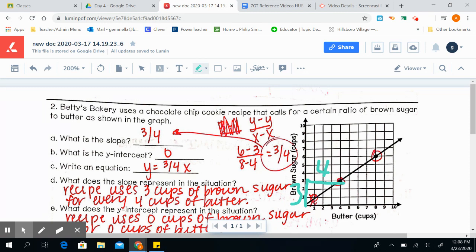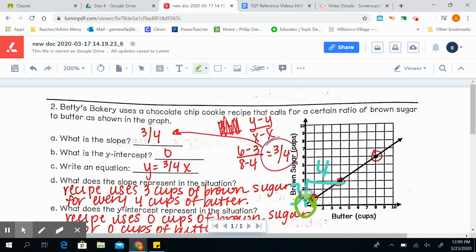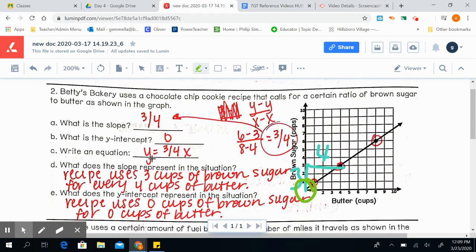The y-intercept is 0, because it is starting at the origin, and the origin is (0, 0). So the equation is y equals 3/4 x. If we wanted to have plus 0, we could, but it means the exact same thing, so you don't necessarily need to have that. Okay, what does the slope represent in this situation?